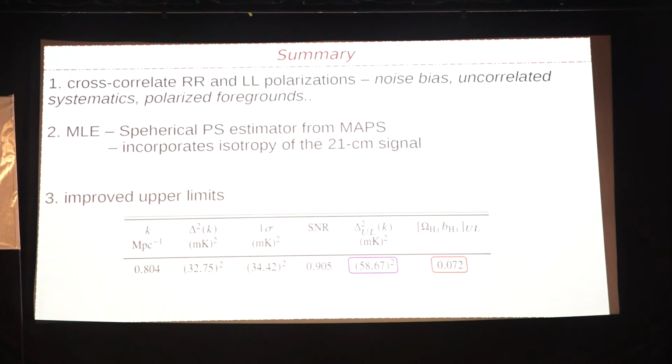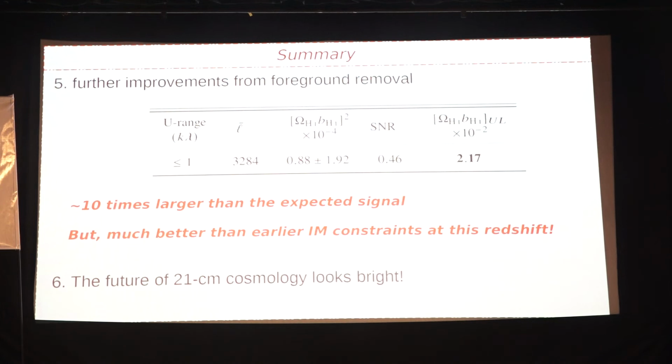And we have used the maximum likelihood estimator, which estimates the spherically binned power spectrum directly from the maps, and it also incorporates the isotropy of the 21 centimeter signal. We get an improved upper limit from that, which is around 59 millikelvin square, around 5 times better than our previous limits. Further improvements come from removing the foregrounds using the polynomial fitting approach, and our upper limit is 0.02, which is 10 times larger than the expected signal, but much better than the earlier intensity mapping constraints at this redshift.